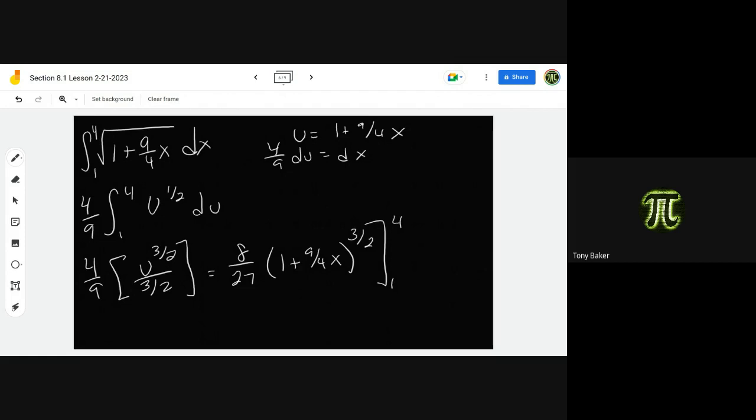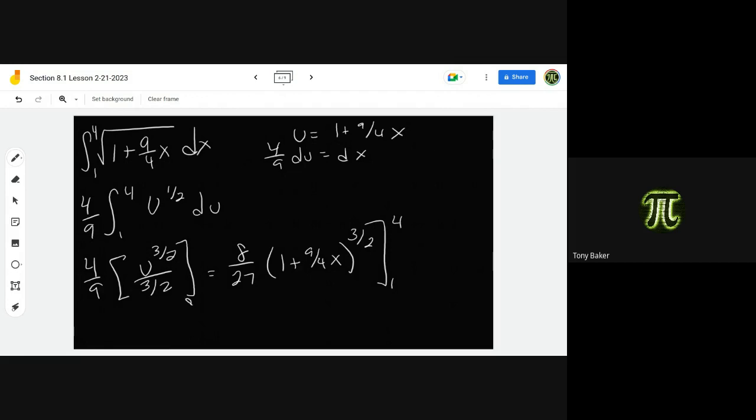Any questions on what we got to there? The 8/27 comes from 4/9 times 2/3, because you flip that over at the bottom. And then I just replace my u back with the x. Now I've got to plug in 4 and 1.